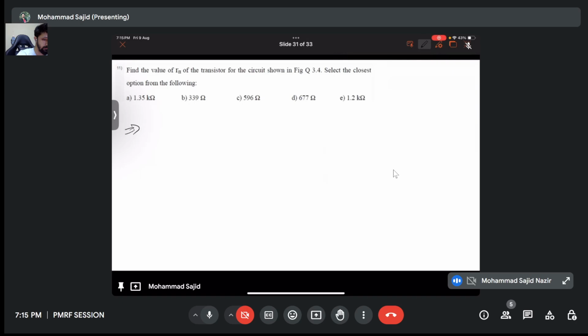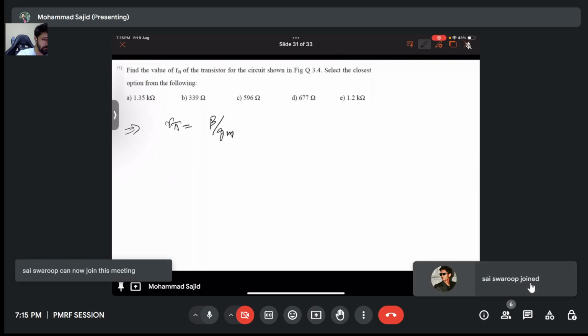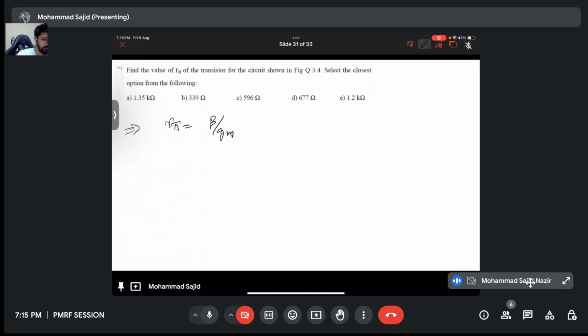Now for the circuit, we need to find R pi. So we know the formulas. R pi is beta by Gm. Now let's use the values which we know. I can write Gm as IC by Vt, right? And what is IC by beta? IB.